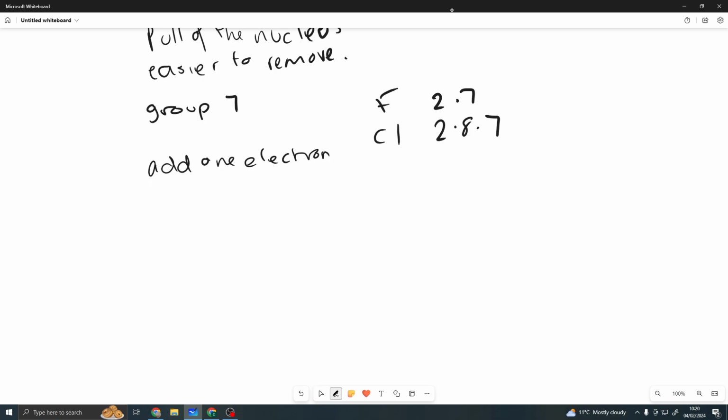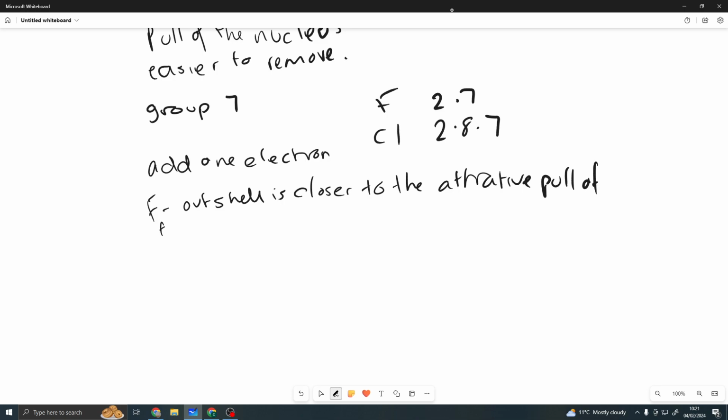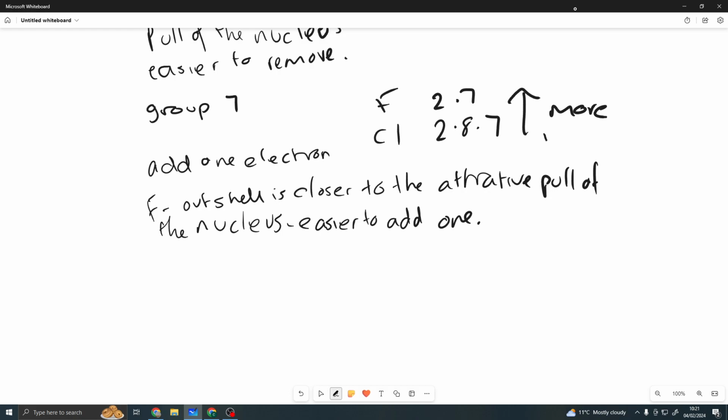Now, if you're trying to add an electron, in fluorine, the outer shell is closer to the attractive pull of the nucleus. Therefore, it's easier to add 1. That's just what you need to say. You need to say, in this case, it's the exact opposite, and therefore the trend is the opposite. In this one, they get more reactive as you go up.